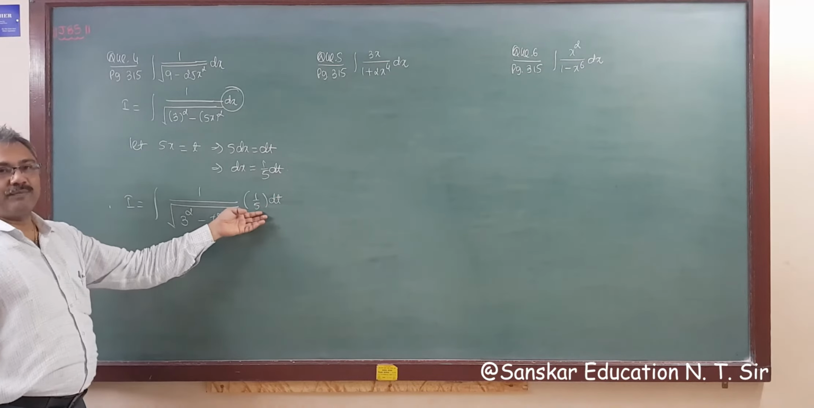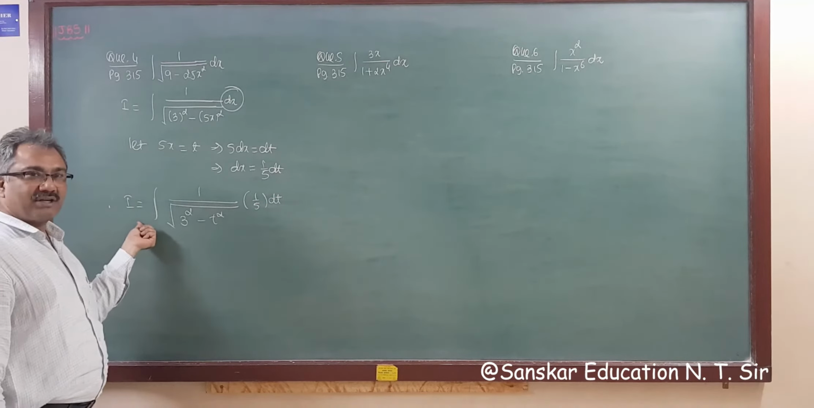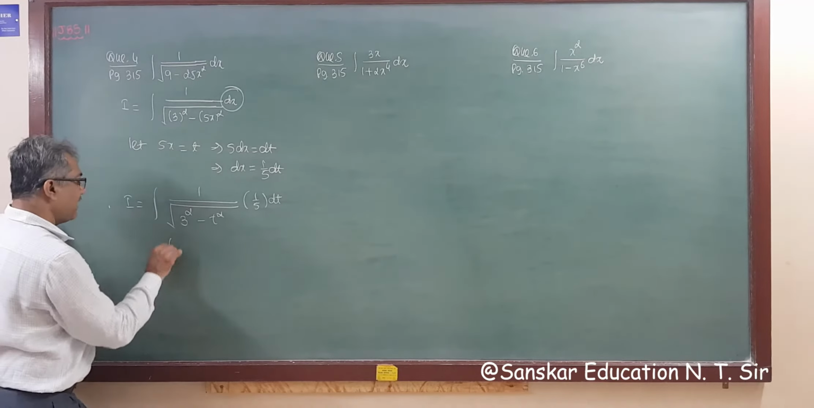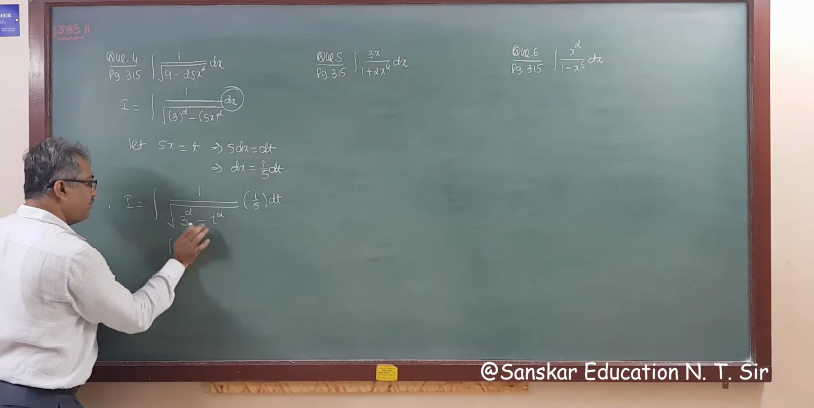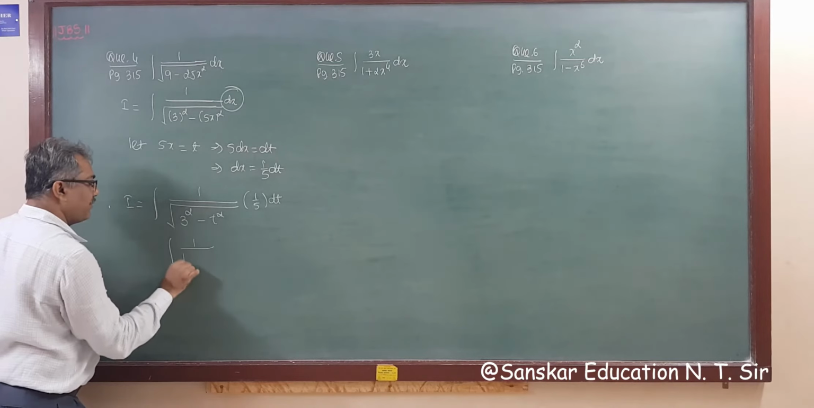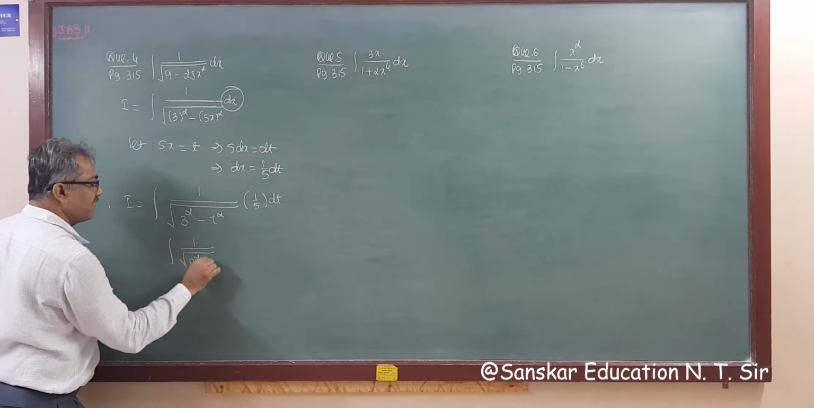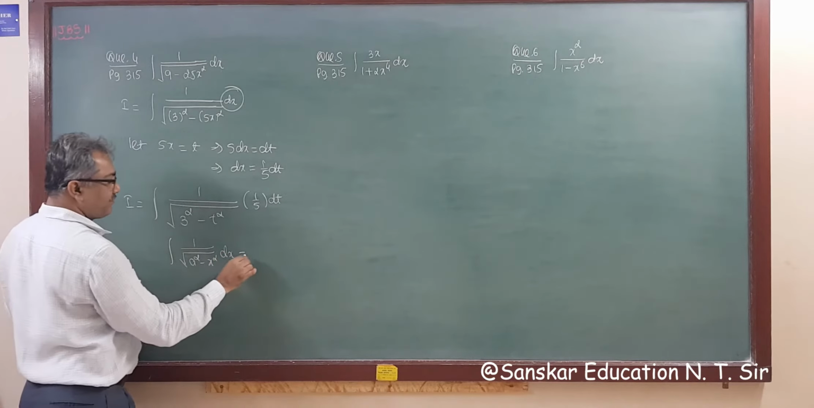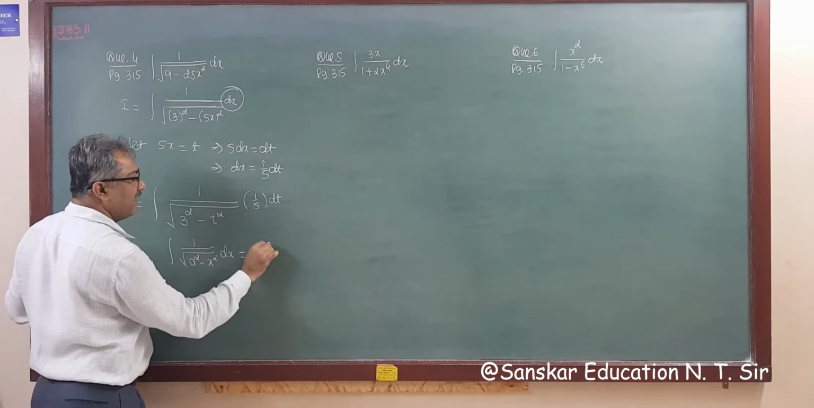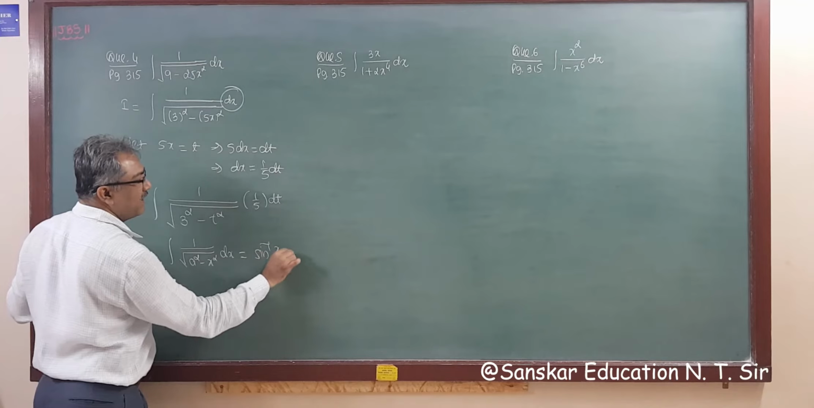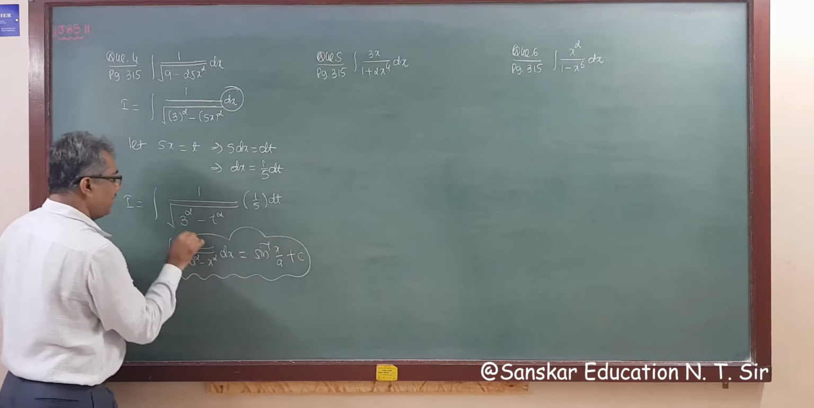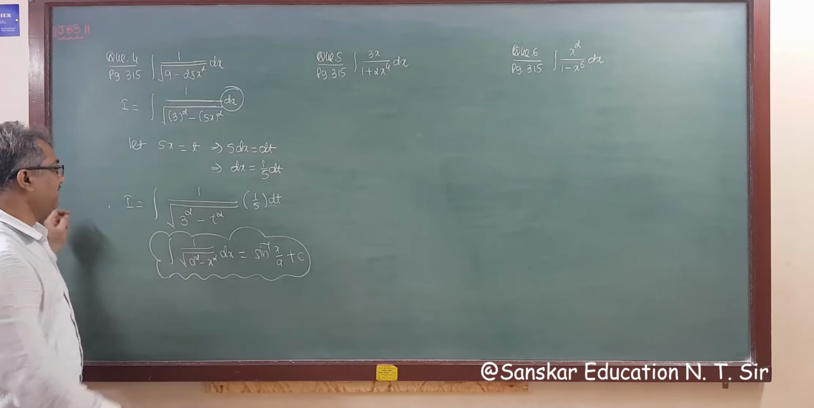So if we write 1 upon 5 as a constant outside the integration sign, this is the root a square minus x square formula. The integration of 1 upon root a square minus x square dx is sine inverse x by a plus c. This is the formula that you know. So applying this formula, what do we get?